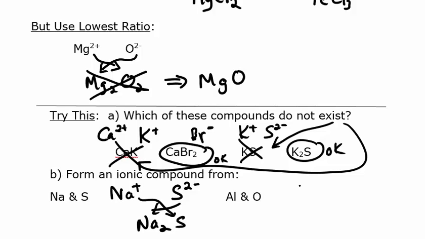Aluminum and oxygen. Aluminum is group 3, and it's a metal, so it's a 3 plus. O is a 2 minus. If you crisscross those, you get Al2 from the oxygen and O3. And you can't further reduce that, so that is the formula.